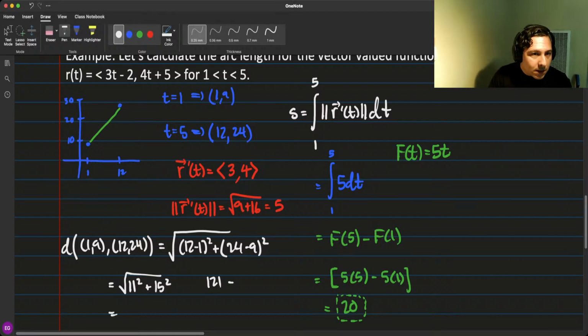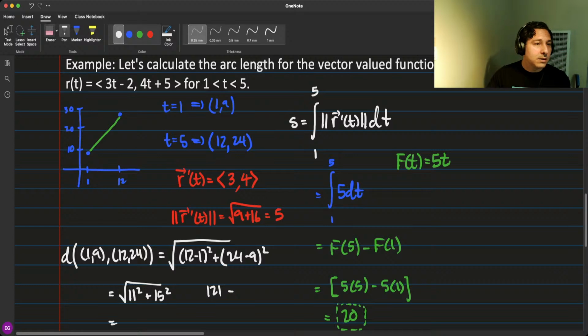Okay, wait. Let's go back here. If you have t equals 1, let me slowly plug those in. If you plug in 1, 3 minus 2 is 1. Plug in 1, you get 9. Okay, cool. If you plug in 5, 3 times 5 is 15. 15 minus 2 is 13.